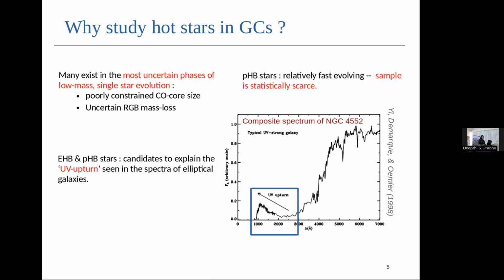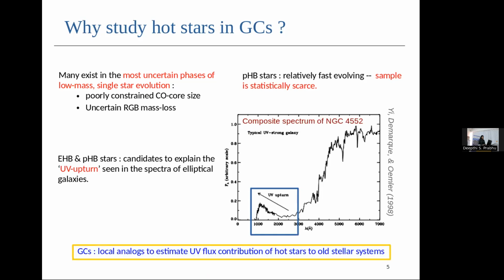Here I am showing the spectra of an elliptical galaxy, NGC 4552. It is not expected to see a UV upturn in the spectra of this type of source, but we do see that. So we expect that old stars such as EHB and post-HB stars seen in these galaxies could be the reason for the upturn in the spectra in the UV region. So it's important to understand these stars in globular clusters to understand the contribution of hot stars to old stellar systems.